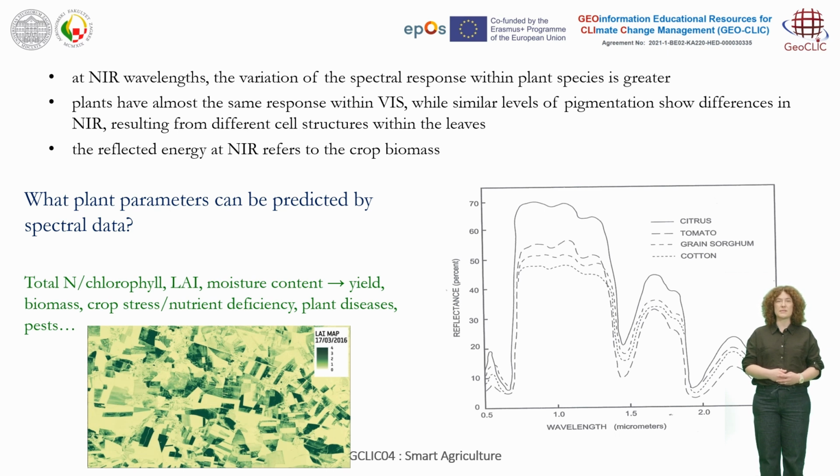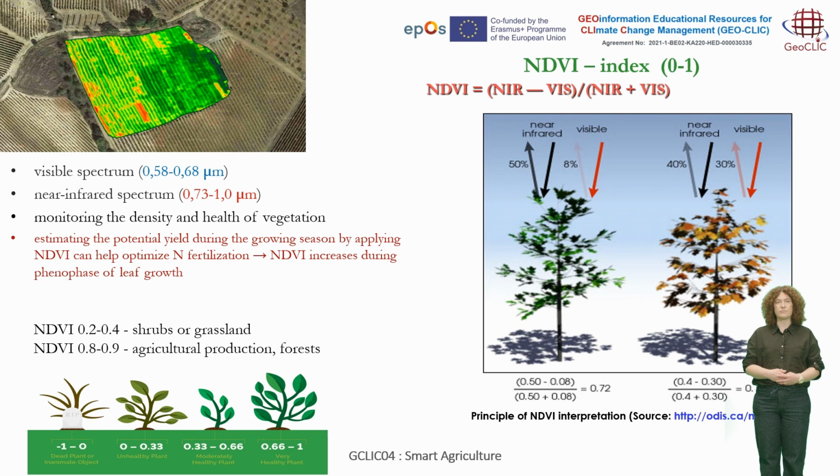What parameters can be predicted by spectral data? If we talk about the crop biomass, we can predict yield. There are direct predictions of total nitrogen content regarding chlorophyll because it is in correlation. Leaf area index as well, moisture content in plant, and then we can accordingly predict yield, biomass, nutrient deficiency. On some other wavelengths regarding cell structure, we can connect it to some other stresses like plant diseases or pests.